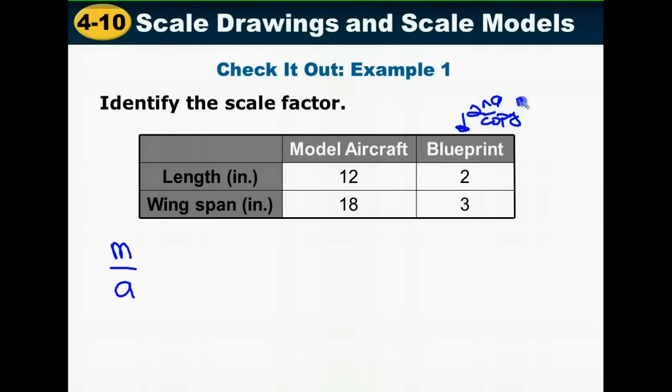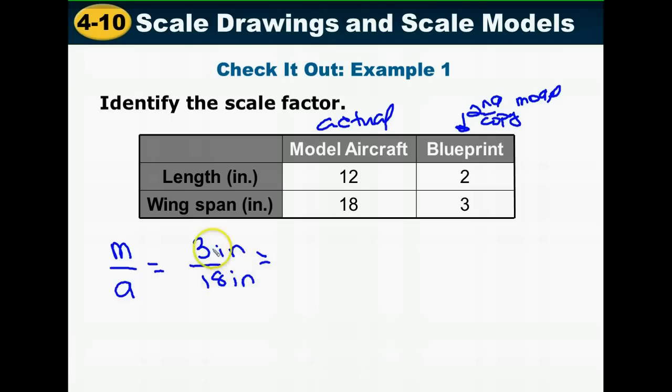So that will be my model. And the model aircraft, that was the actual that we started with. Okay, so again, we can use either one of these. So let's use the wingspan this time. On the blueprint it was 3 inches, and then in real life it was 18 inches. So you can see that this was a reduction. It was reduced. So our scale factor will be less than 1.